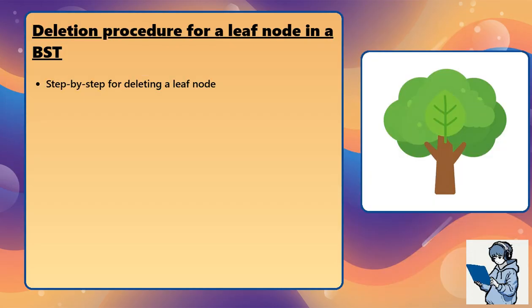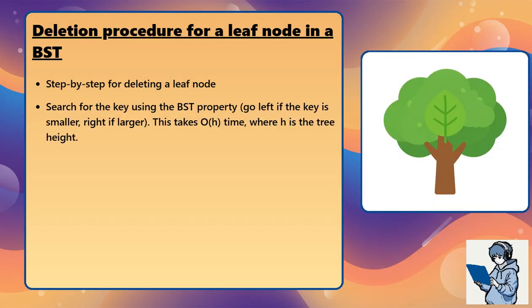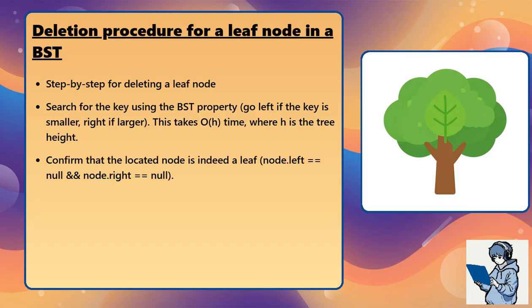Step by step for deleting a leaf node. Search for the key using the BST property. Go left if the key is smaller, right if larger. This takes O(h) time, where h is the tree height. Confirm that the located node is indeed a leaf: node.left equals null and node.right equals null.